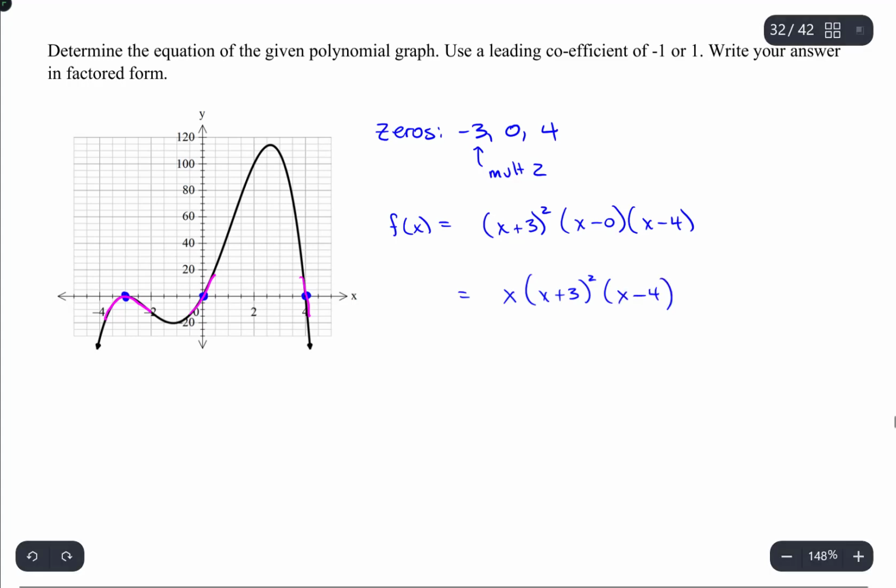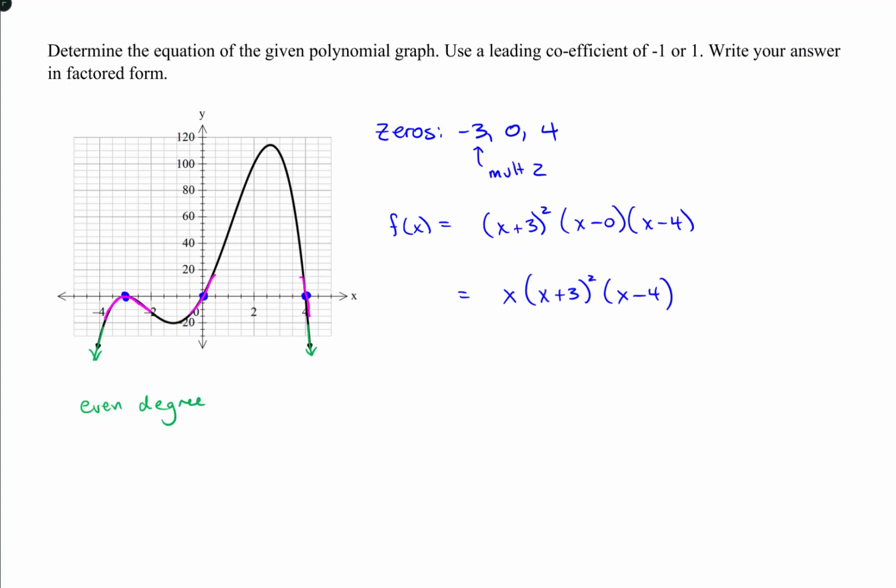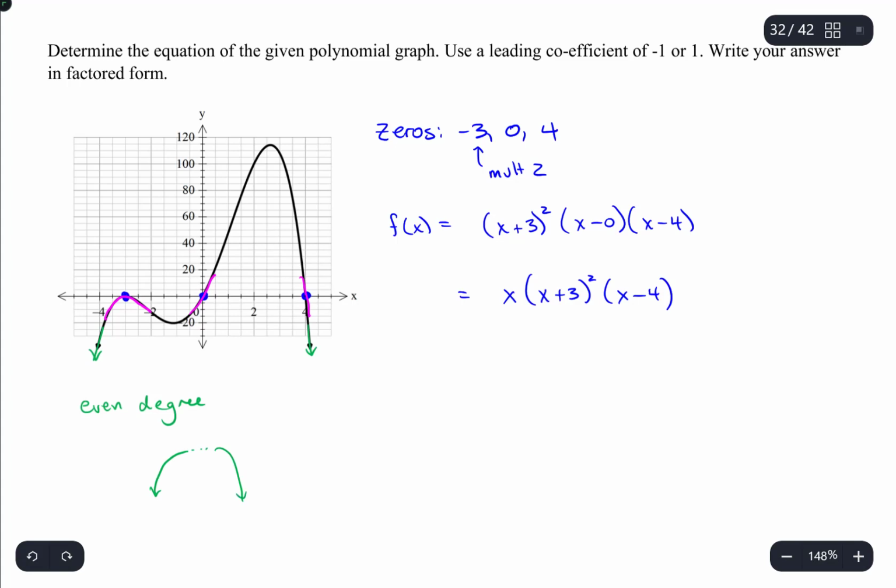All right, so the last thing is that I need to get the end behavior matched up. So this graph is even degree because I have 4 zeros. All right, 2 at -3, and then 0, and then 4. So that's 4 total zeros. I'm starting in the negative direction and ending in the negative direction.